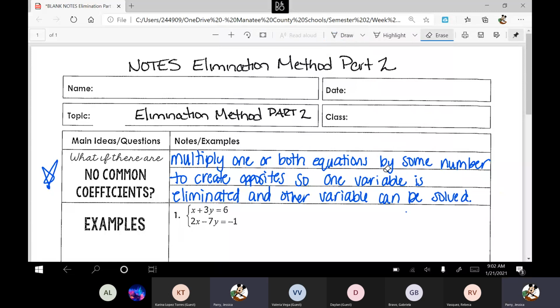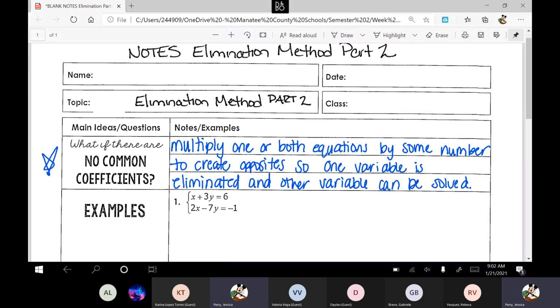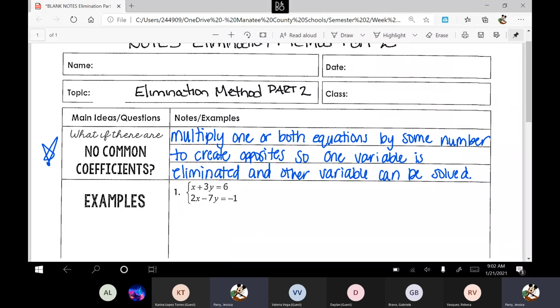Okay, so that's kind of like your basic answer to the question. The question is, what if there are no common coefficients? What you need to do is multiply one or both equations by some number to create opposites. So one variable is eliminated and other variable can be solved, which we kind of sort of did already. We multiplied one of the equations by -1 on our last set of notes and assignment.